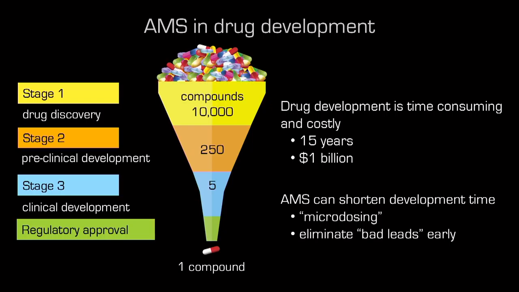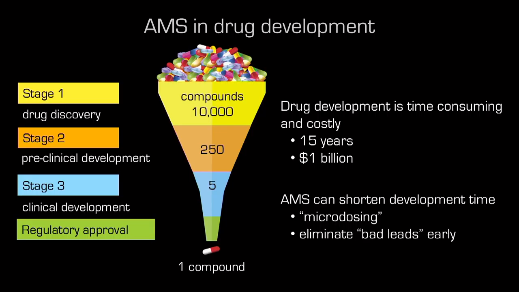So you've done all this work and put all this time into stage 1 and 2, but you don't know until stage 3 if you're actually going to get a drug that works. And then after that, you go through all the FDA regulatory process, and then if you're lucky, you get your one drug. So how can AMS help?